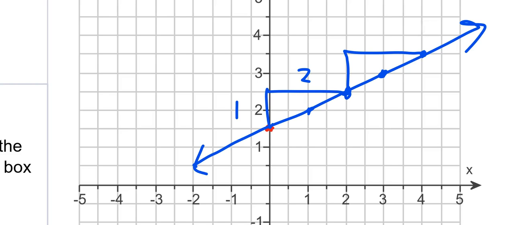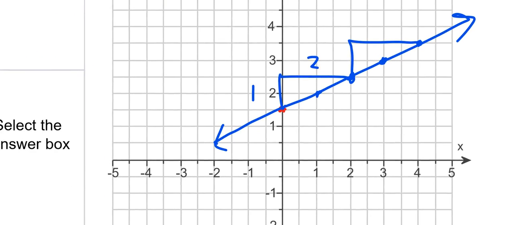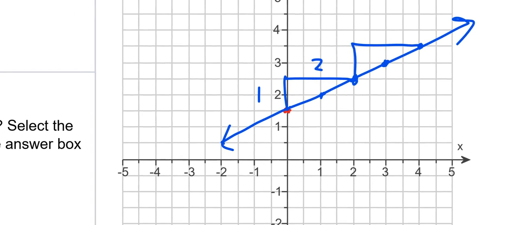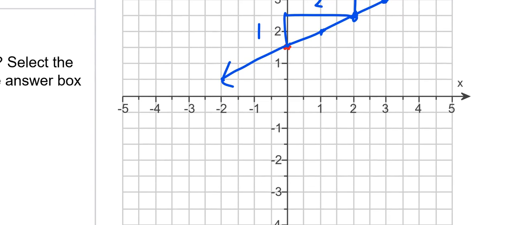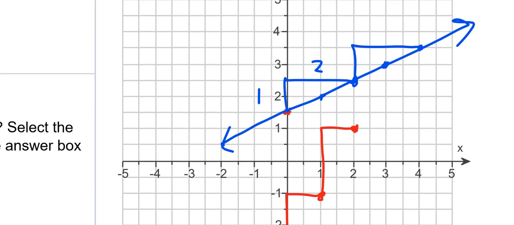The other one, what was that? 2x minus 3? Okay, 2x minus 3. So probably better come down here to minus 3 to put my first dot. And then up 2 and over 1. So here, up 2 and over 1. Up 2 and over 1. Oh, wow, I found it.